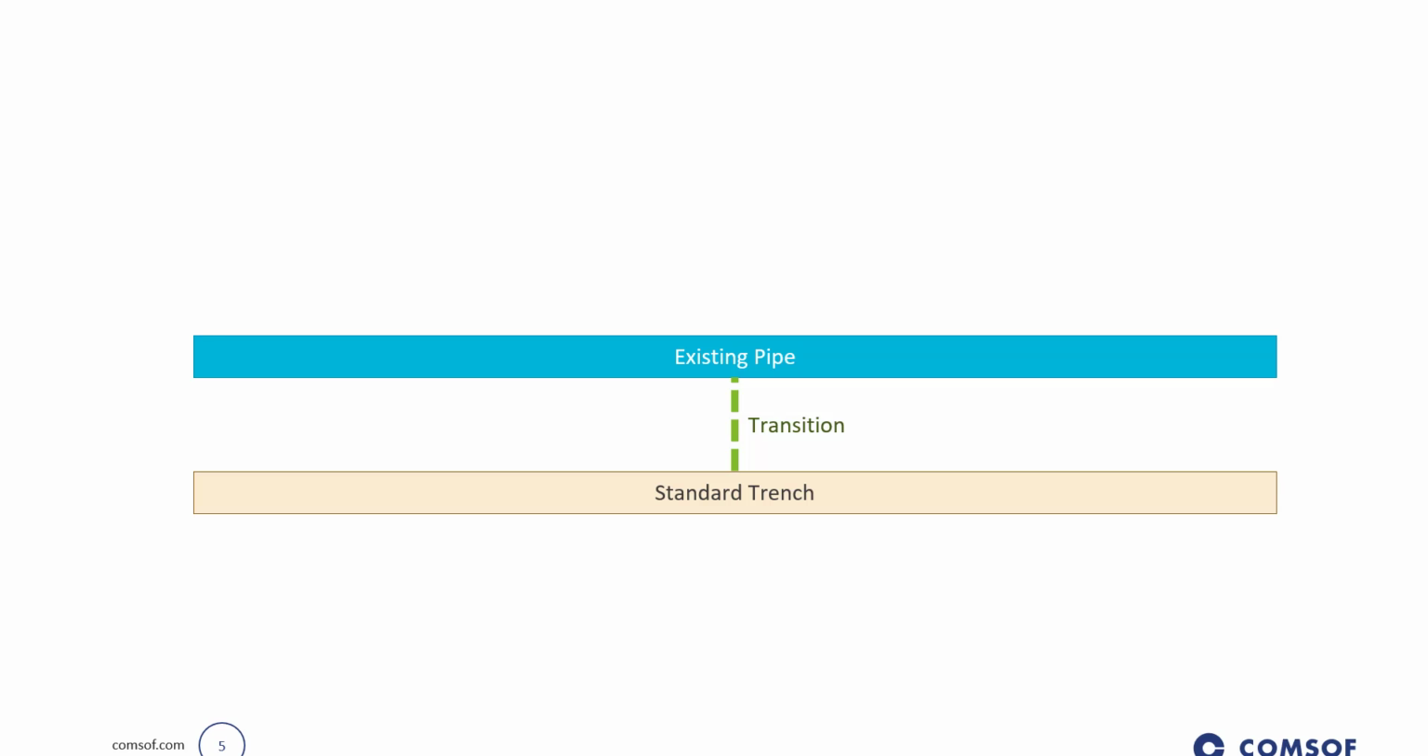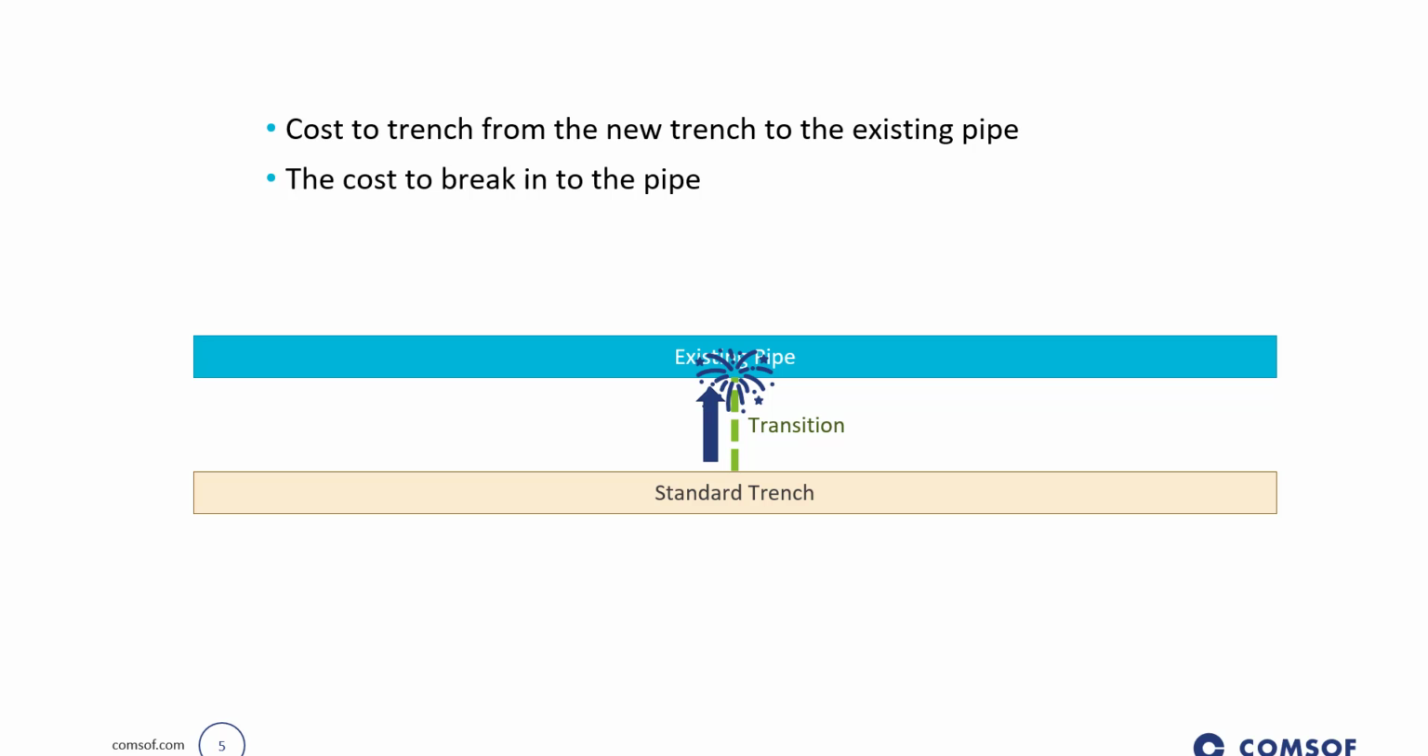If this does not reflect the cost for you to break into an existing conduit, you might want to change that. How would you do this? Well, we have two factors that need to be accounted for. The cost to trench from the new trench to the existing pipe, and the cost to break into the pipe. The transition represents both. That cost to trench from the new trench to the existing pipe should probably be the same as the standard trench cost, and it should be a variable cost.